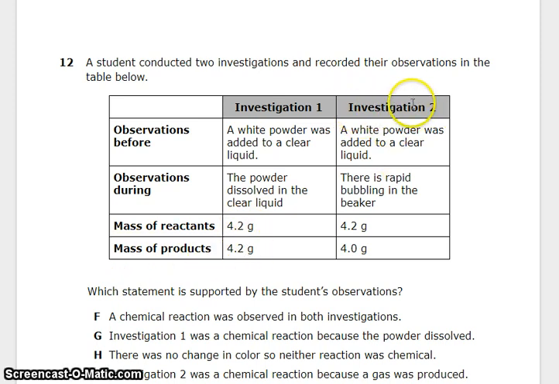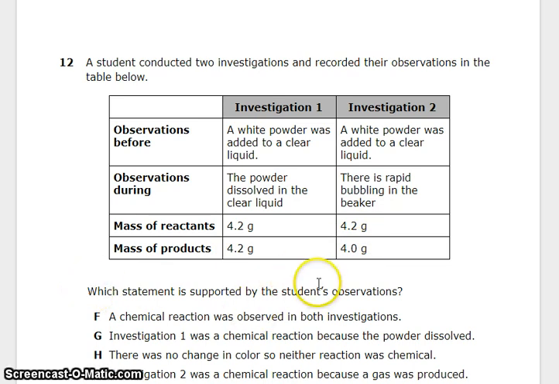In investigation 2, we have a white powder was added to a clear liquid. During the observation, there is a rapid bubbling in the beaker. Mass of the reactants is 4.2. Mass of the products is 4.0.